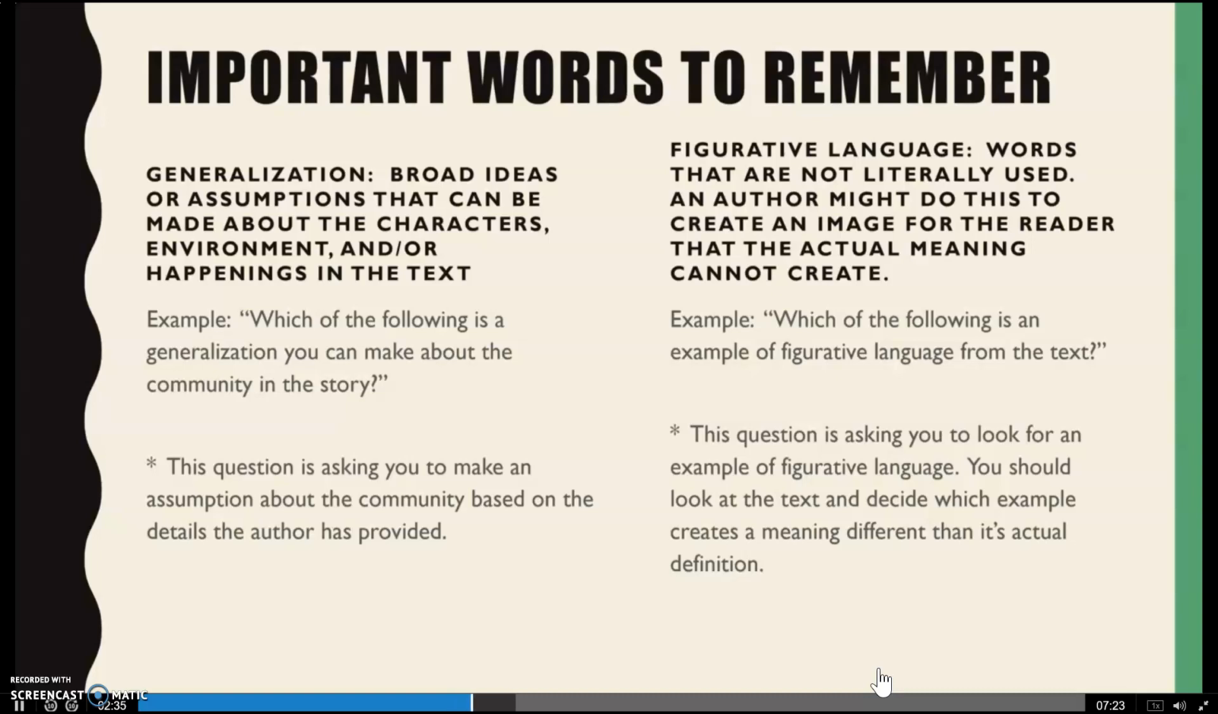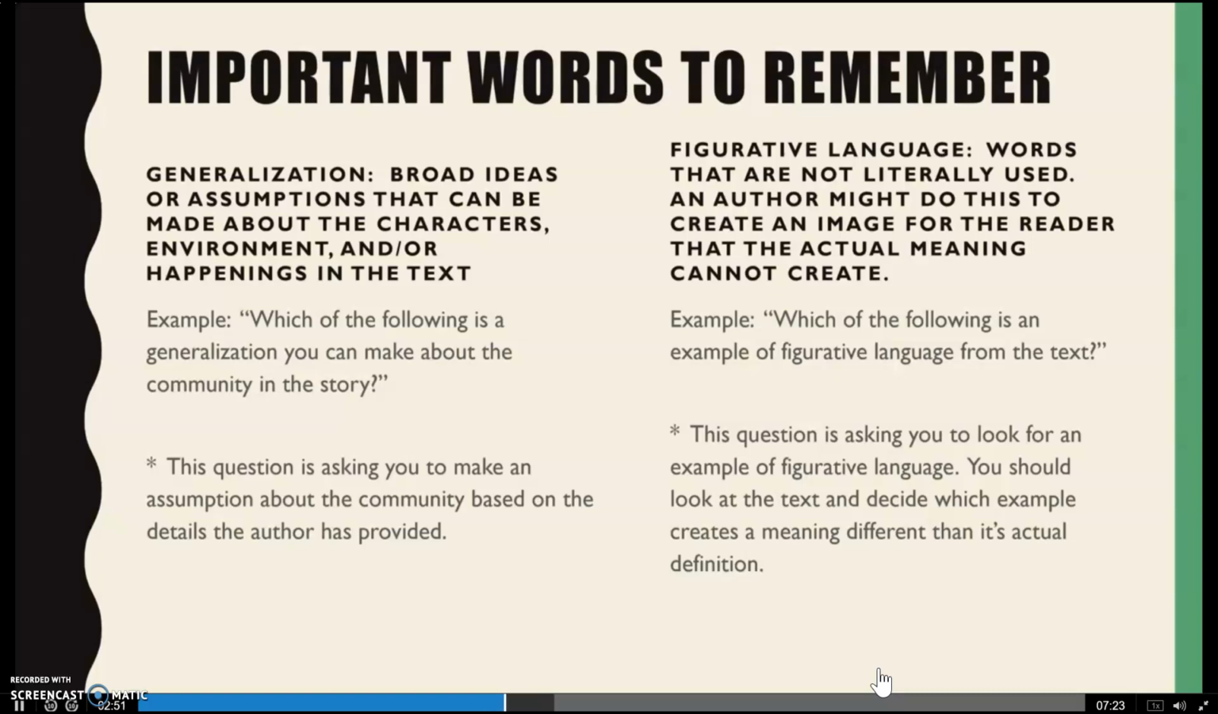about the community in the story? So it might not tell you about the community, but you can figure it out. You can assume. The question is asking you to make an assumption on the community just on the details that have been told. And this last section is a section I want to spend a little bit more time on.